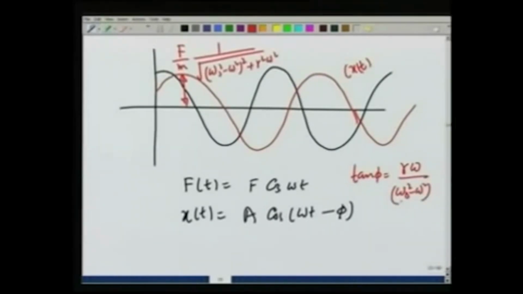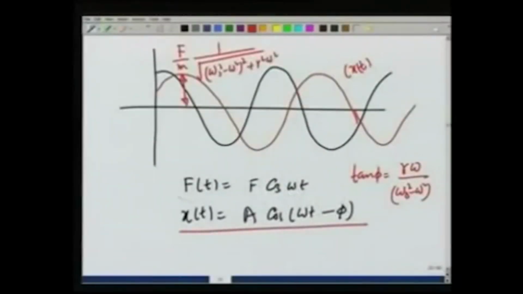Notice that the steady state solution does not depend on the initial conditions. The initial conditions, whatever they did to the motion, have died out. Compare this with the situation that we solved earlier. For an undamped oscillator, the initial conditions affected the motion all the way, but here they die out because of the damping term, and the steady state solution depends only on the applied force.